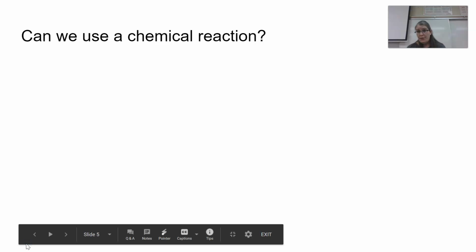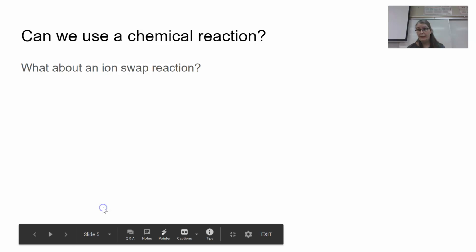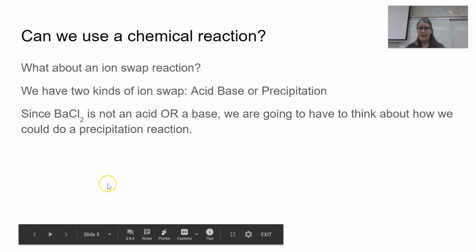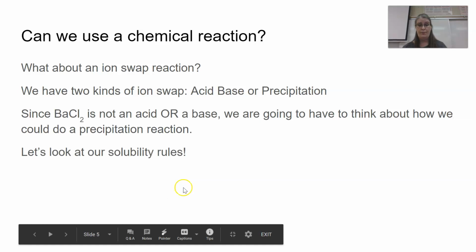So what if I used an ion swap? Of course, ion swaps come in two varieties: acid-base reactions and precipitation reactions. And looking at the fact that we're dealing with barium chloride, that's not an acid or a base, so we sure can't use an acid-base reaction without an acid or a base. So we're going to have to think about maybe how we could use this in a precipitation reaction to make a solid. Well, time to pull out our periodic tables and take a look at the solubility rules.